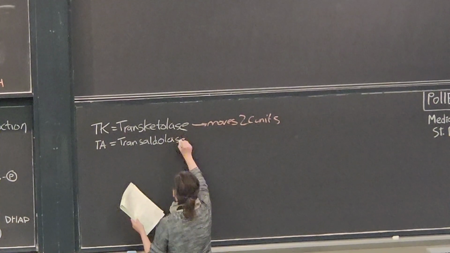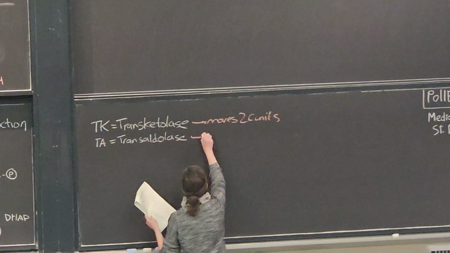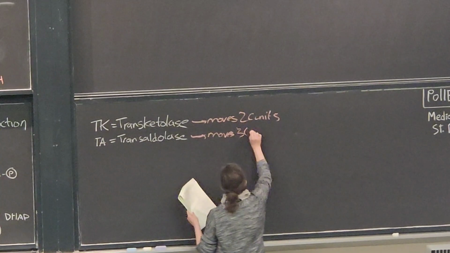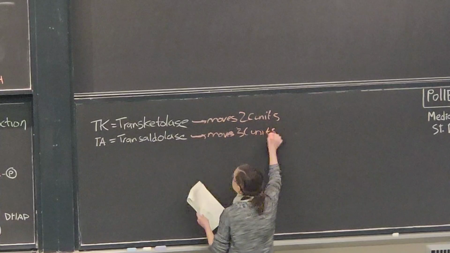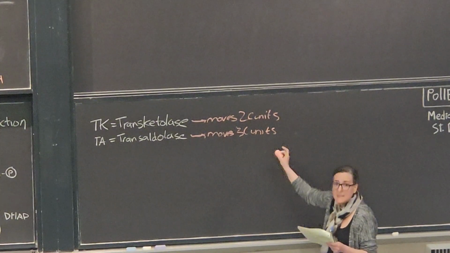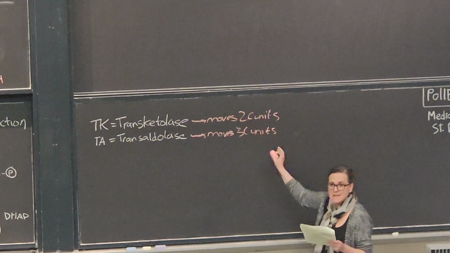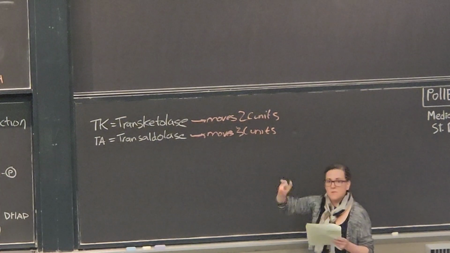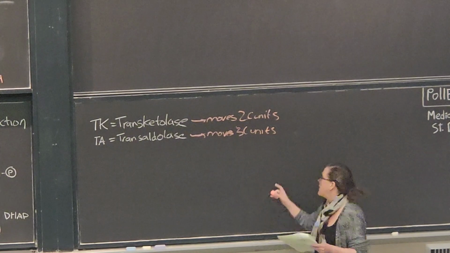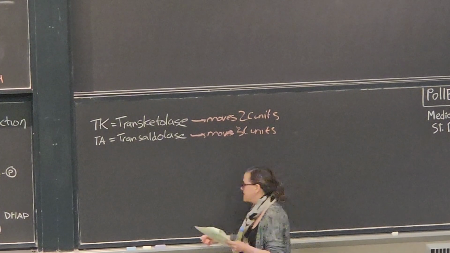I think this is spelled properly. And this moves 3 carbon units. All right? We're going to go over this, but the mechanism by which these two enzymes operate differs, okay? They accept a ketose, they swap and generate an aldose, okay? The ketose gets shorter, the aldose gets longer, but the mechanism by which they do that will differ.